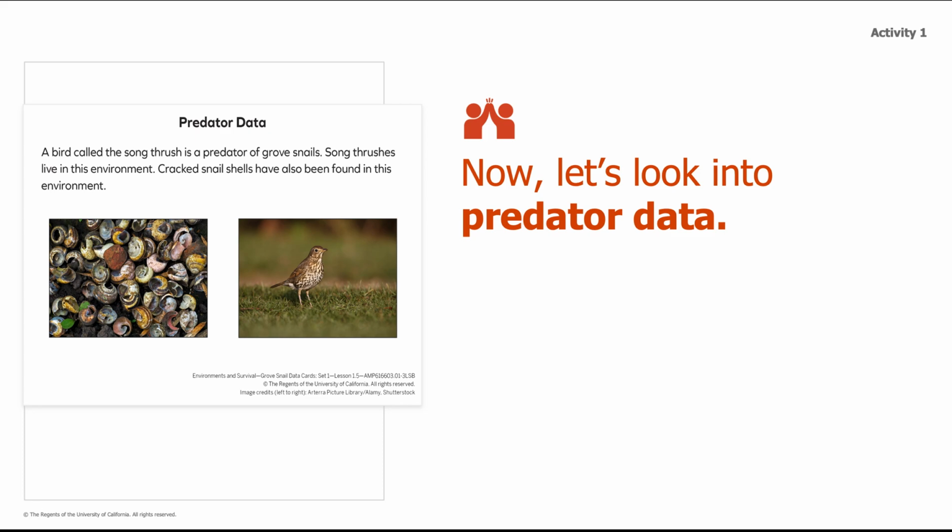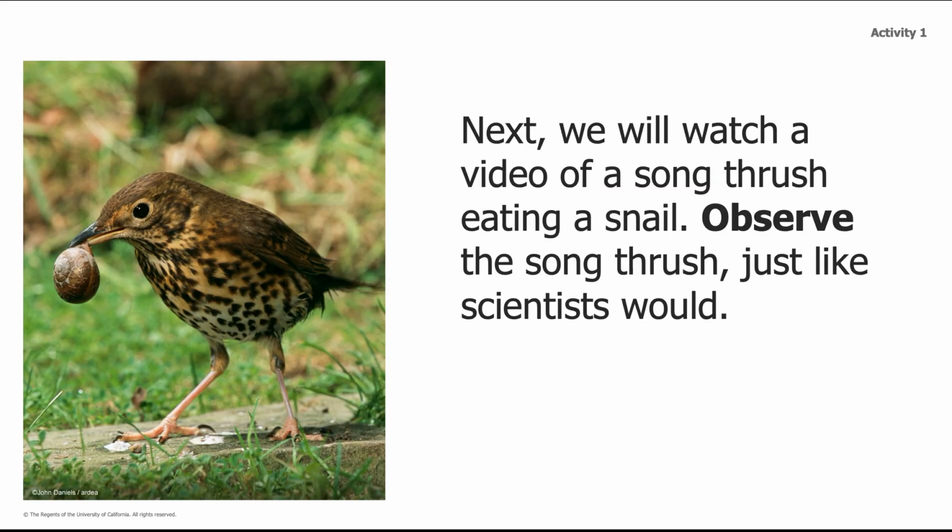Now, let's look into the predator data. A bird called the song thrush is a predator of grove snails. Song thrushes live in this environment. Cracked snail shells have also been found in this environment. Let's take a look. Next, we will watch a video of a song thrush eating a snail.